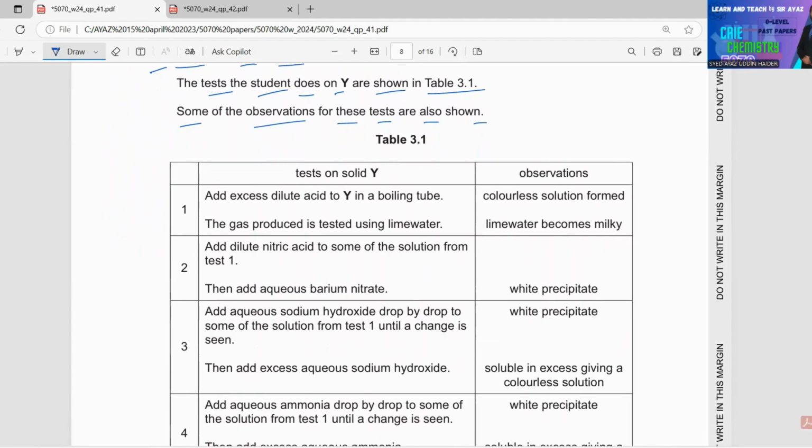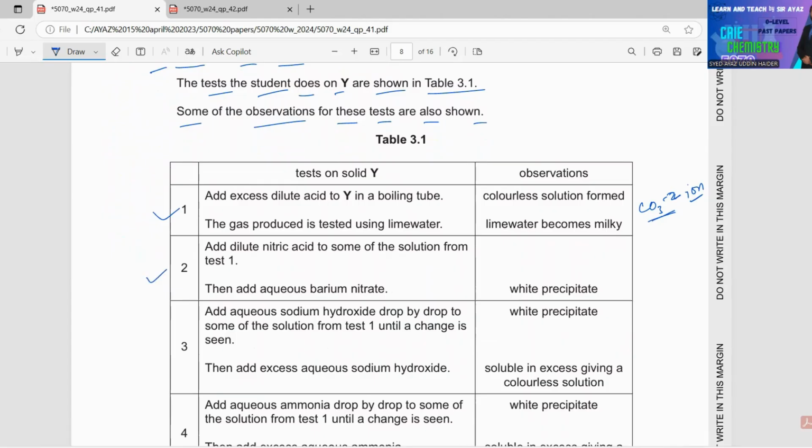Here is table 3.1. Tests on solid Y. In test 1, they have added excess dilute acid to Y in a boiling tube. The gas produced is tested using lime water. Observations: colorless solution formed, lime water becomes milky. It must be due to carbonate ion. So I'm going to write carbonate ion.